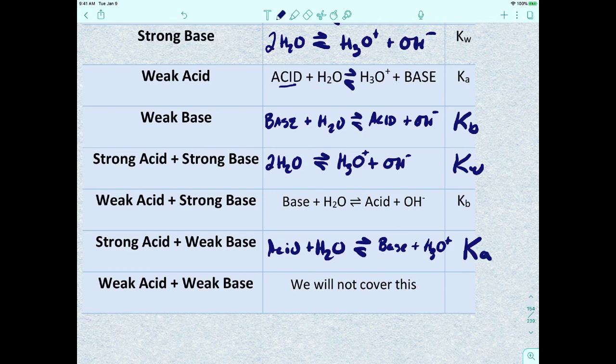Now, that being said, if you go further into chemistry, usually the next level is analytical chemistry. And so you'll actually talk about this and how to do a weak acid, weak base titration in analytical chemistry. But there it is. We have now covered titrations.